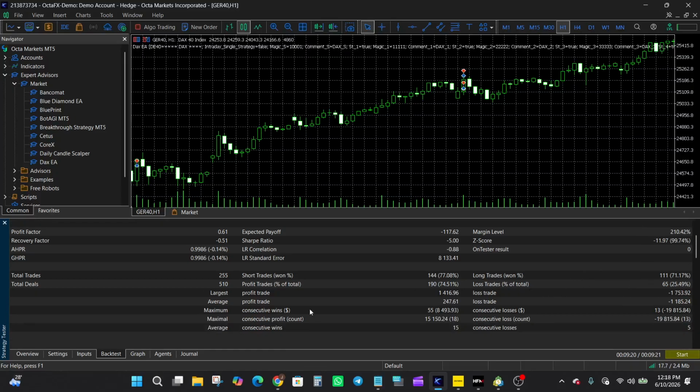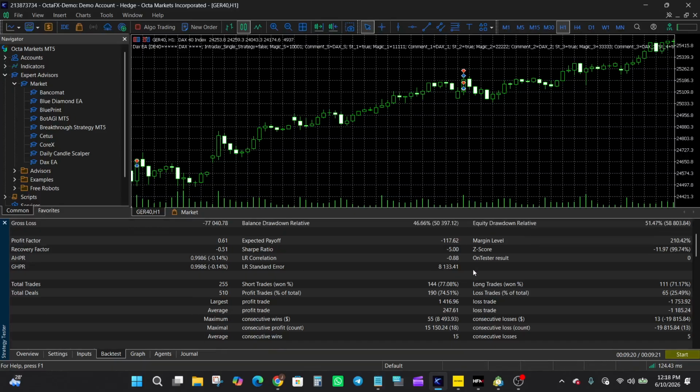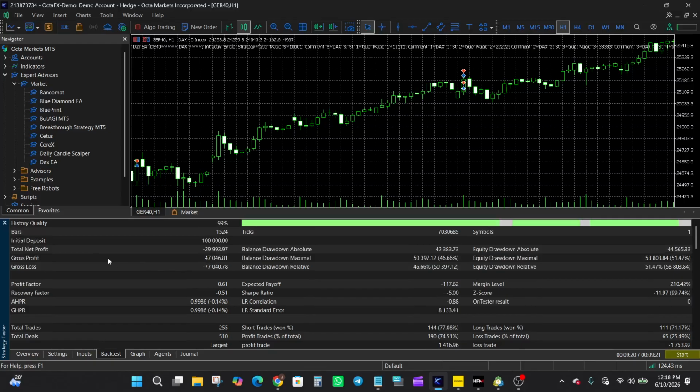The largest profit was 1,416.96. Largest loss was 1,753.92. Average profit was 247.61. Average loss 1,185.24. So this tells me that the average risk to reward ratio is pretty bad, but the win rate is good. But perhaps the difference between the average profit and average loss is so wide that it resulted in a total net profit of almost 30% in the negative, a decline of the balance by almost 30%.